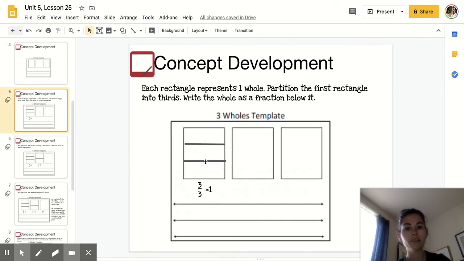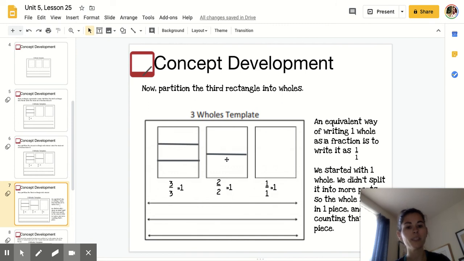Now, I've taken the first box and I've divided it into 3 parts. What is the fraction that equals 1 whole in thirds? You're right, 3 thirds. I've taken the second one and divided it into 2 parts. What is the fraction of halves to show 1 whole? You're right, 2 halves. Now this last box may look like there's no fraction. But if we actually look, it is 1 part in 1 whole. So we could write the fraction as 1 over 1, as you see here.